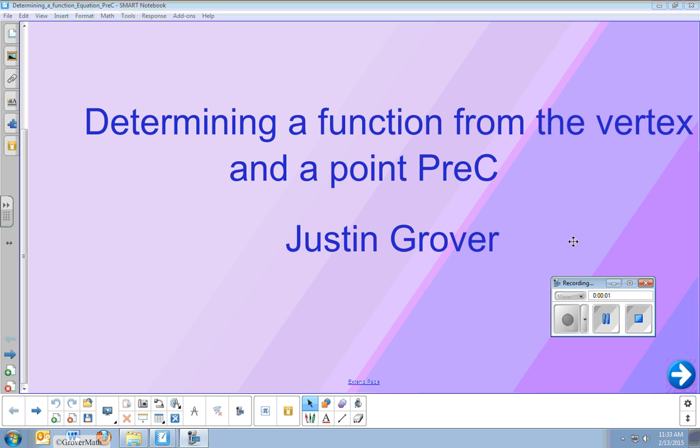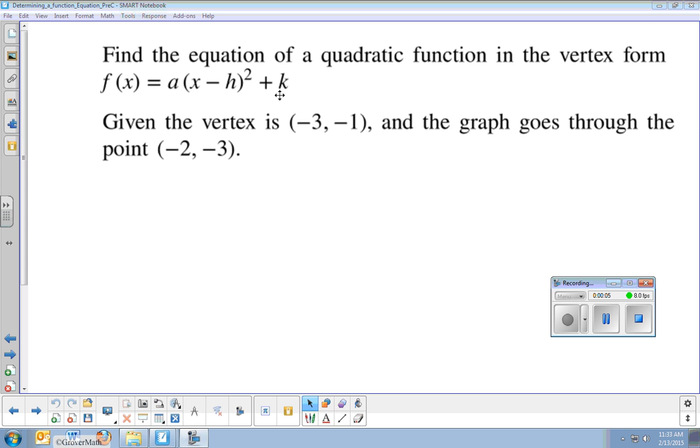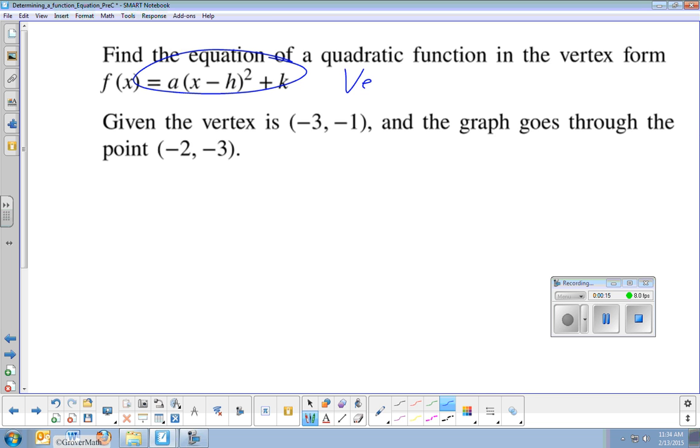Determining a function from a vertex and a point, pre-college. So in the past couple of videos, you guys have been playing with this vertex form equation. And one of the big features you learned from it was that the vertex is the h comma k. And that's going to be useful here because what you're given is a vertex, but then you're also given a point through the graph. And we're trying to get this equation.